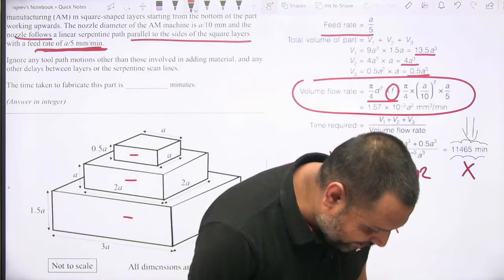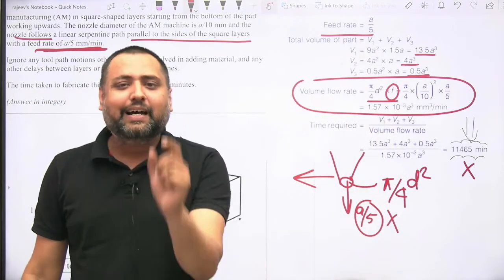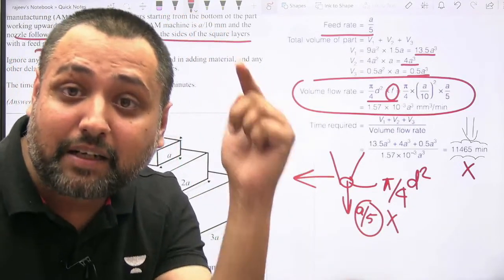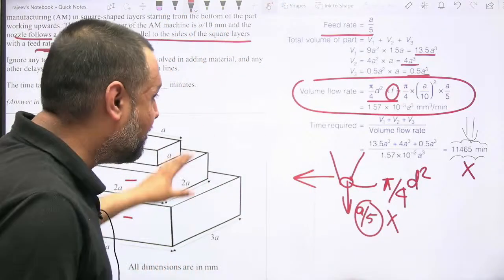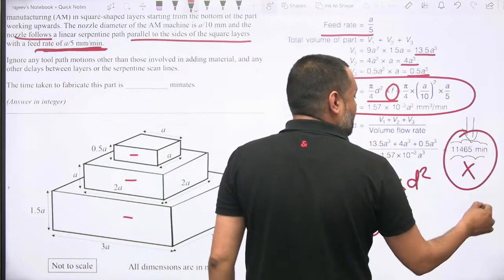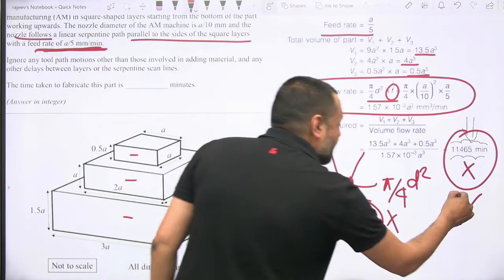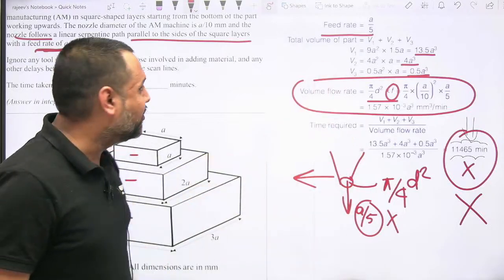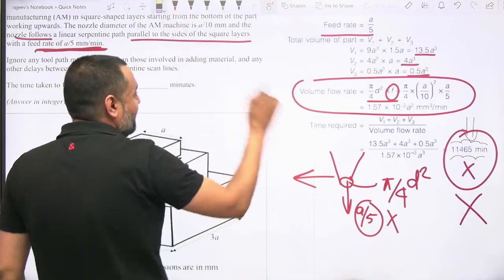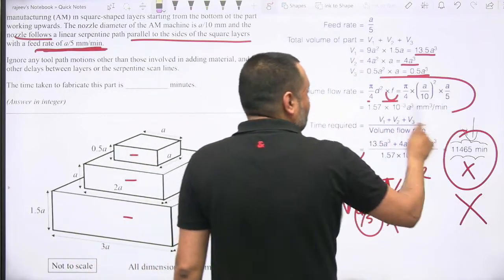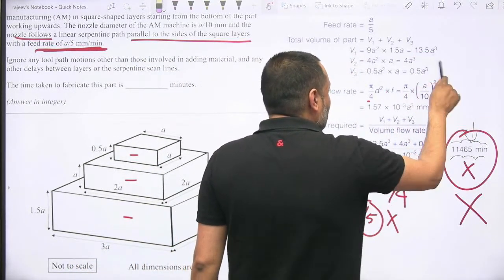So my dear students, what should be the exact correct solution and what answer will come in the answer key of IIT Kanpur? Look at this. This is what is going to happen. 11,465 minutes is going to be wrong, it will never ever come in the answer key. If it comes, we will challenge it and we will make them wrong. How? Let me show you.